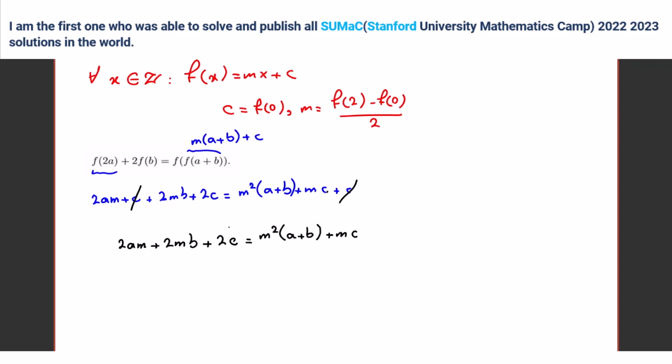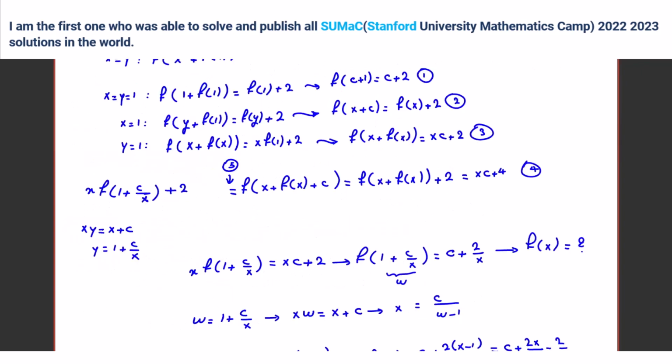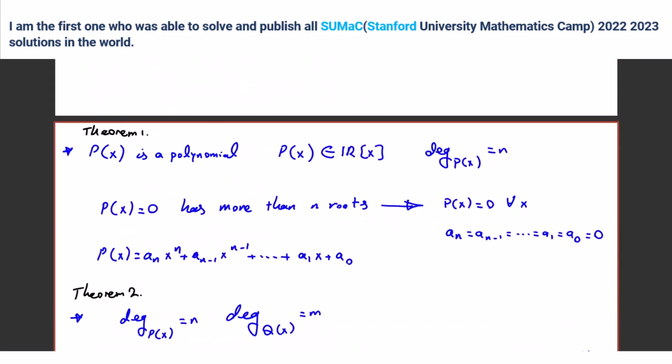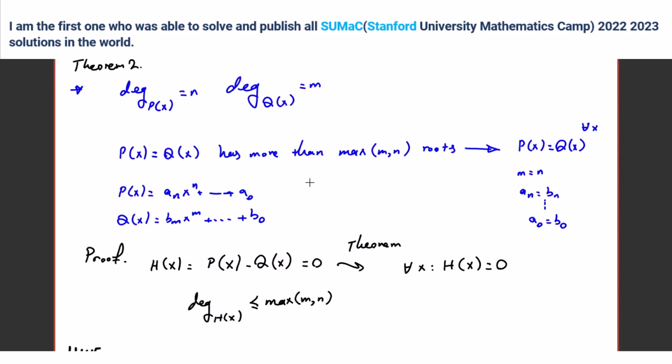Let me tell you something. When you reach something like this, and it is correct for all a and b in integers, consider them as two polynomials. I think I told you this idea before: if two polynomials are equal for more than the maximum of their degrees, then the corresponding coefficients are equal, right?